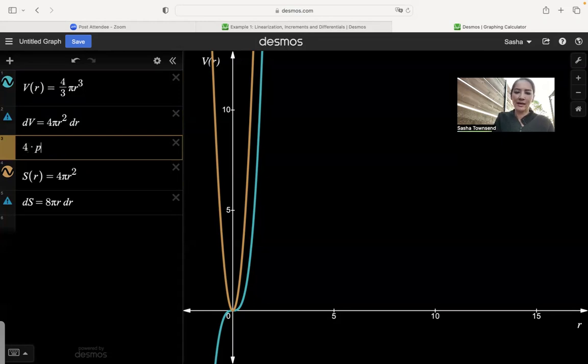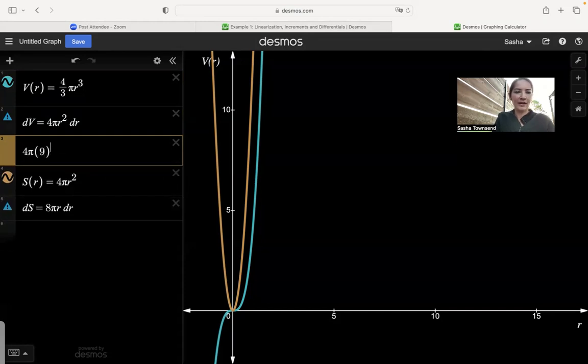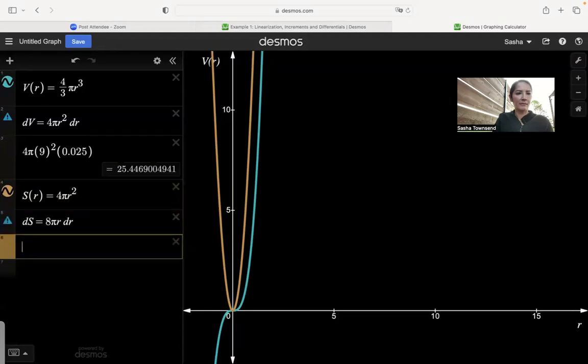So we have 4 times pi times r, which is 9 squared, and then we're going to multiply by dr, which is 0.025. And that's the expected change in volume at r equals 9 centimeters, provided that our error in measuring the radius is within 0.025. So this is the maximum possible propagated error. So that's 25.4469 approximately.